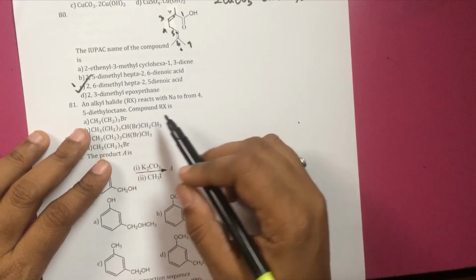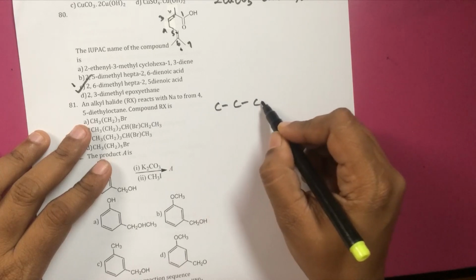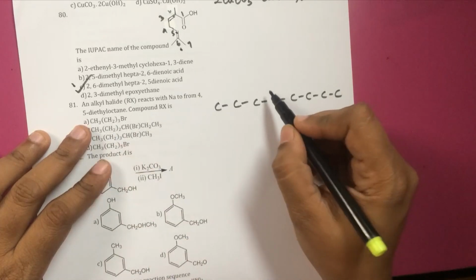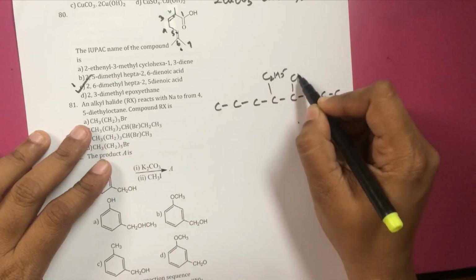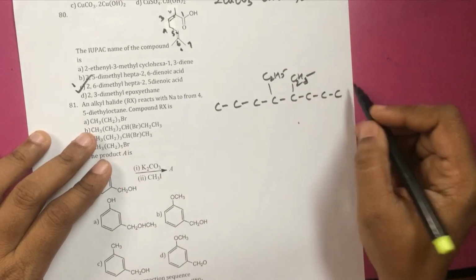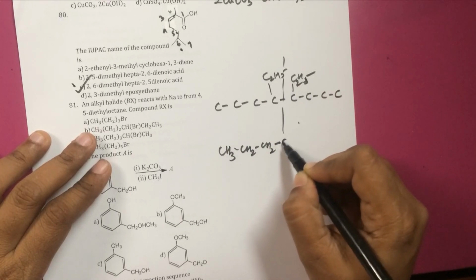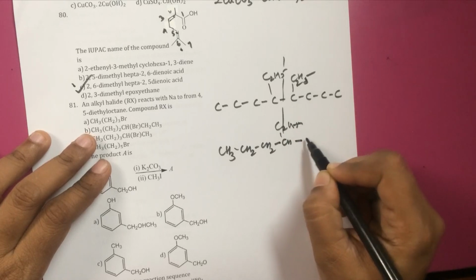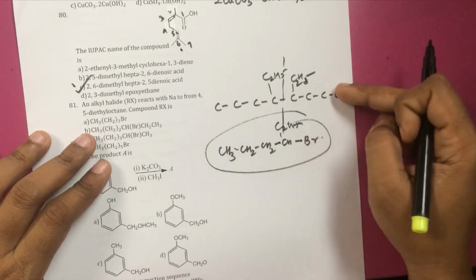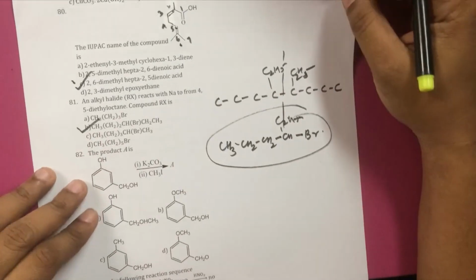Question number 81. Alkyl halide reacts with sodium to form 4,5 diethyl octane. So there are 8 carbons, and 4 and 5 have the ethyl group. So this compound is obtained by reaction of alkyl halide. To find it, just break it equally. So we'll get CH3, CH2, CH2, CH, C2H5, and the halogen will be Br. So this is the alkyl halide which on reaction with sodium gives you the higher alkane. Therefore, option B.